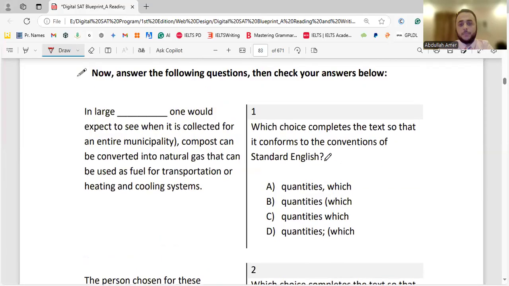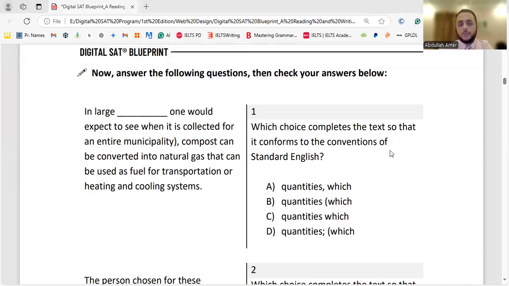Consider this example, please. Now you have a minute. Then you can send your questions to the chat or raise your hand.